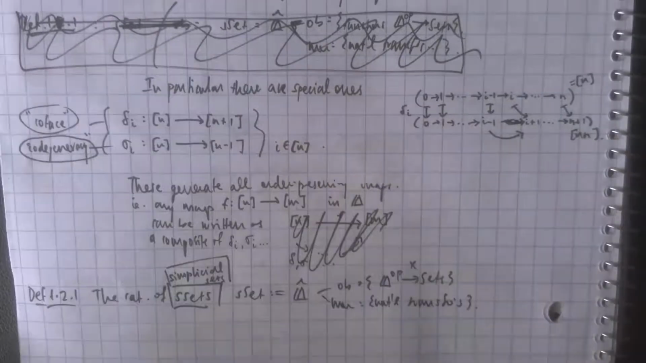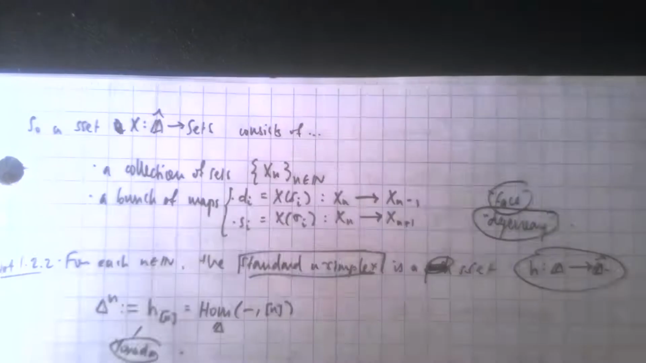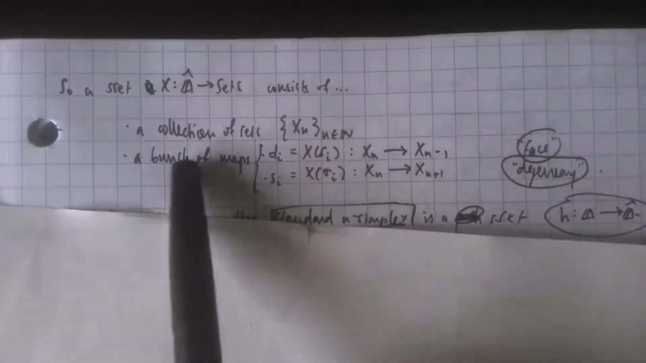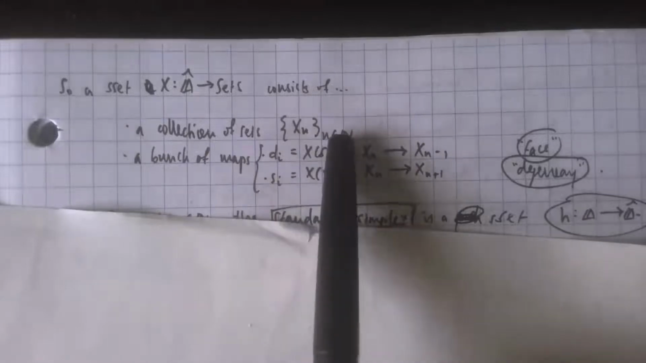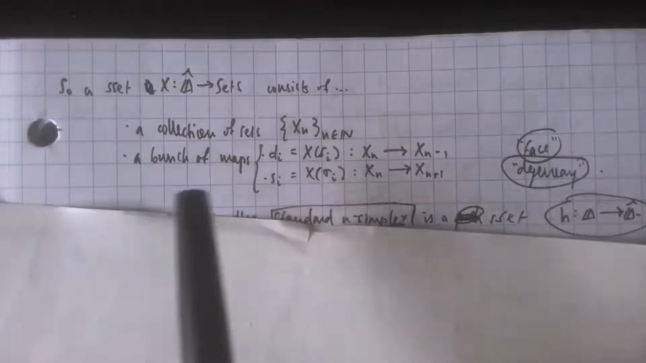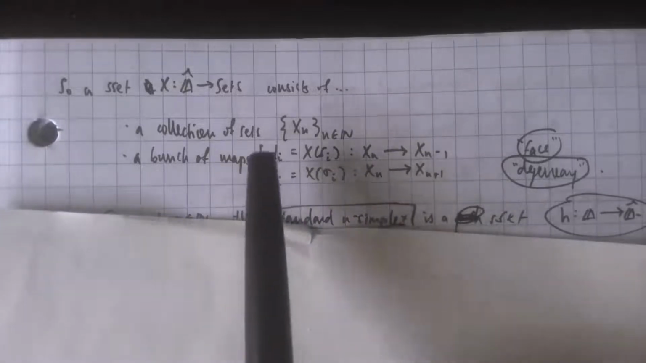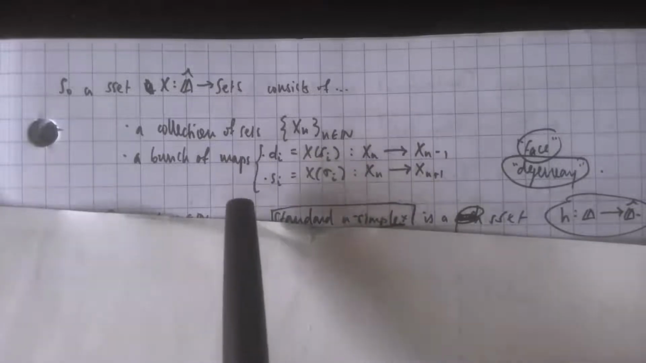That's the category definition, but what that boils down to is a simplicial set X consists of a bunch of sets, X_n, indexed by natural numbers, and again, natural numbers include 0 for me, and a bunch of maps, where all we really need to check is the images of the coface and codegeneracy maps. We'll call those d_i's and s_i's.